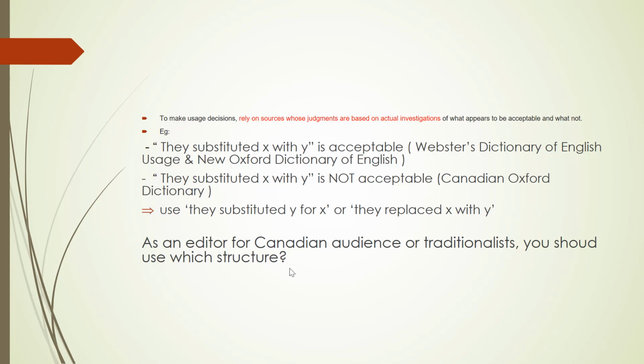However, this kind of writing, they substitute X with Y, is not acceptable in the Canadian Oxford Dictionary. Instead, in Canadian English, you have to write or say they substitute Y for X or replace X with Y. So, as an editor for a Canadian audience or traditionalist, you should use structures like they substitute Y for X or replace X with Y. Okay.